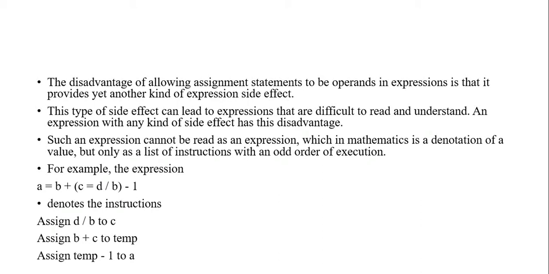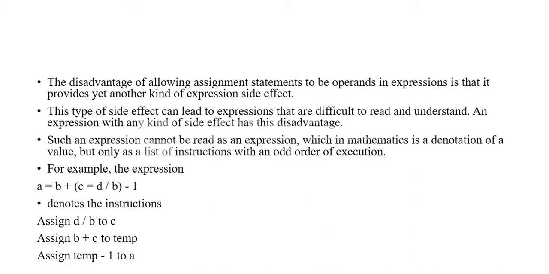Okay. So what we say is that this is the major disadvantage of allowing assignment statements to be operands. So here an assignment statement is acting as an operand, that is ch equal to getchar. Okay. And it actually provides some expression side effect, and this side effect can lead to expressions that are difficult to read and understand. In some situations, this side effect has that kind of a problem. Okay. So, for example, the expression a equals b plus (c equals d divided by b) minus 1.